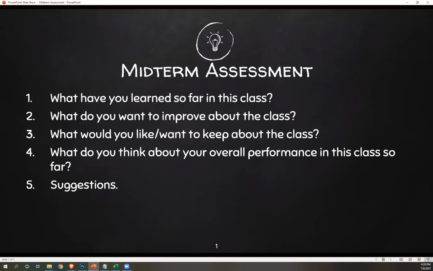Number three, what would you like or want to keep about the class? You may like the pacing, you like how fast it is, you like how things are presented, you like the bonus points, quiz show, whatever. Just write whatever you want to keep for this class, for the remaining term, and for the next term as well for the incoming students. And then number four, what do you think about your overall performance in this class so far? Are you satisfied with your grade? Are you happy with the scores that you've been getting, or are you disappointed in how you did? Do you think you can do better?